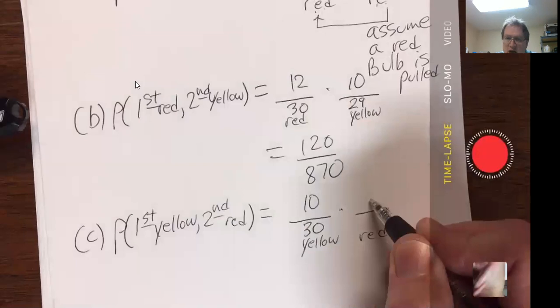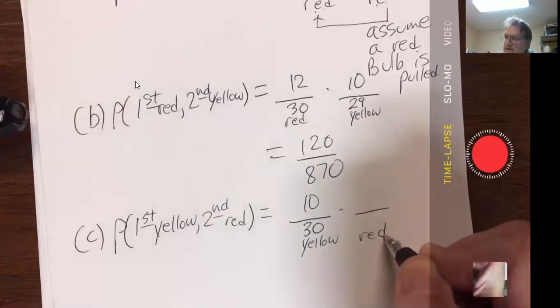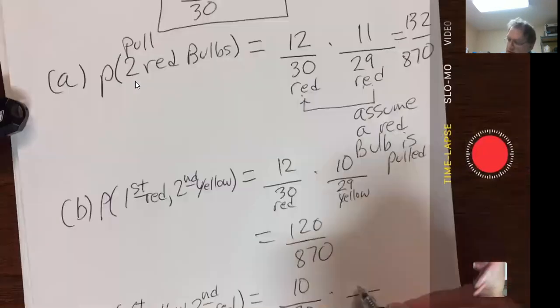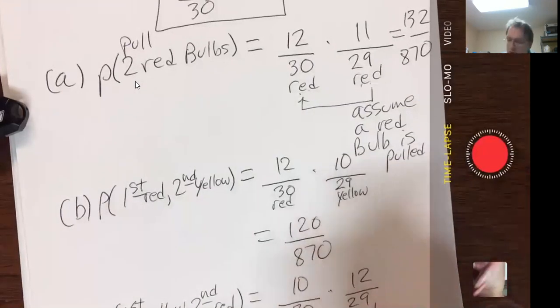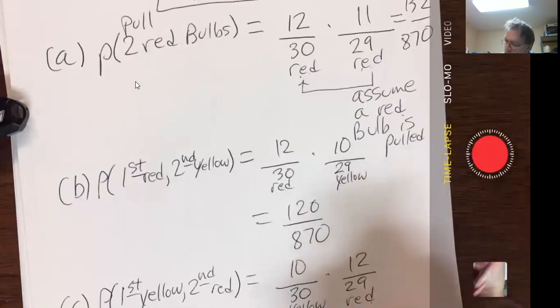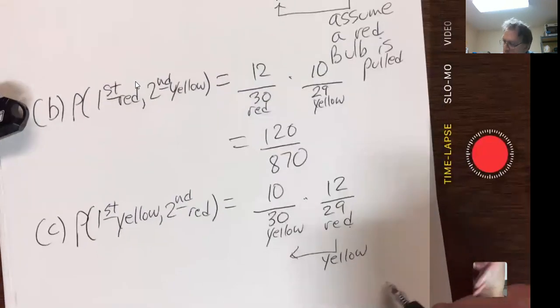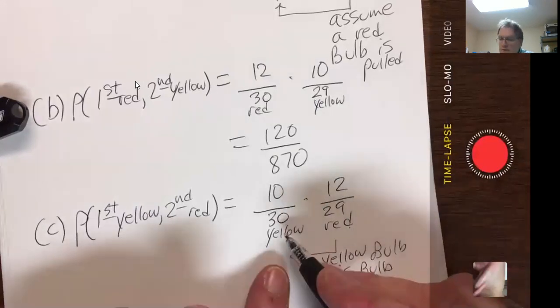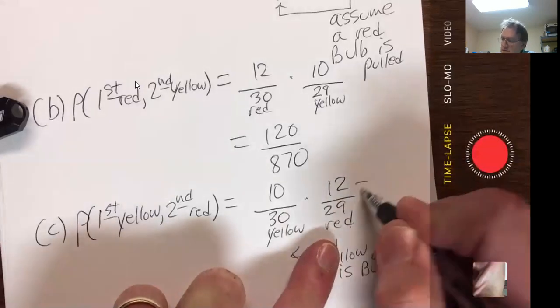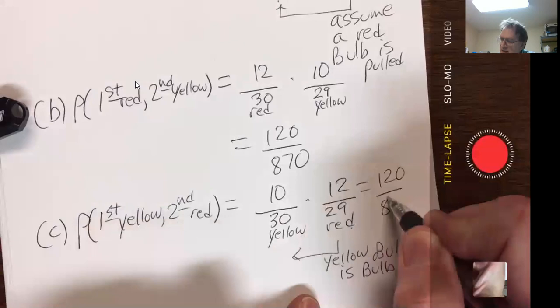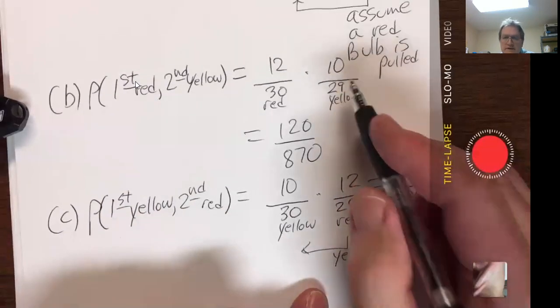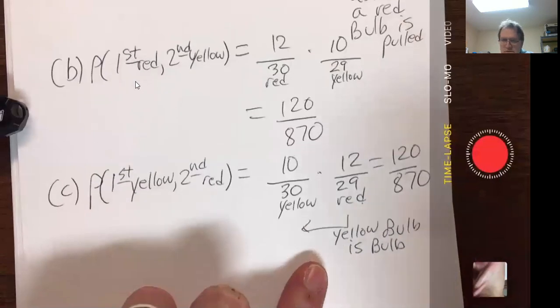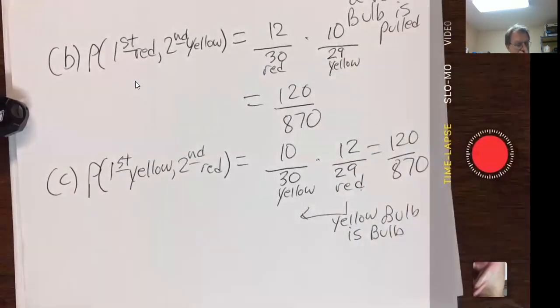All right, again, it doesn't reduce to 9 because you've got a red condition, and the red condition is that there's 12 red. So that's 12 over 29 because there is a bulb pulled. You assume a yellow bulb is pulled. So there's a bulb missing, but it's yellow. That still leaves 12 red. And that's still 120 over your 870. It's identical to this, just reversed. But the order you multiply doesn't matter. Questions about that?